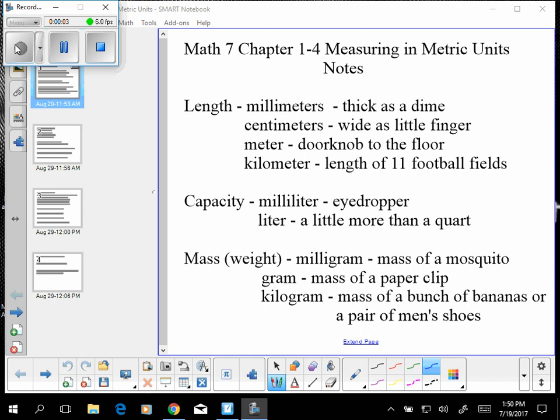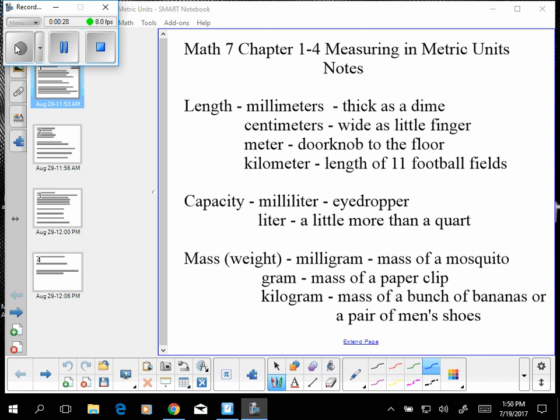Hello class, this is chapter 1-4, measuring in metric units. One of the nice things about the metric system is that it is all based on 10. So we often use our shortcut of multiplying by powers of 10 and dividing by powers of 10 in order to do conversions and work with our metric system.